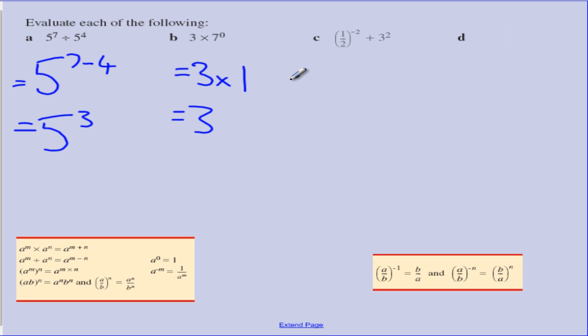Next example. We have a half to the power of -2 plus 3 squared. So we're going to have to clean up this first before we can actually add those numbers together. So negative power means we can flip. So it becomes 2 over 1 all squared, plus 3 squared is 3 times 3, which is 9.